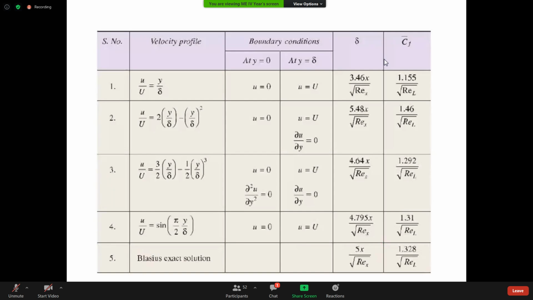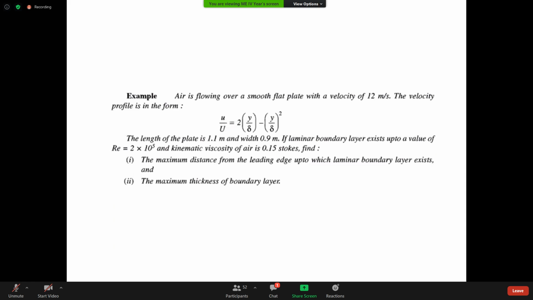Now, a simple problem with the help of these things. Air is flowing over a smooth flat plate with a velocity, that is u infinity, let us say 12 meters per second. Whatever velocity is given, that is u infinity throughout, not a particular small velocity. Remember, and the profile is like this.